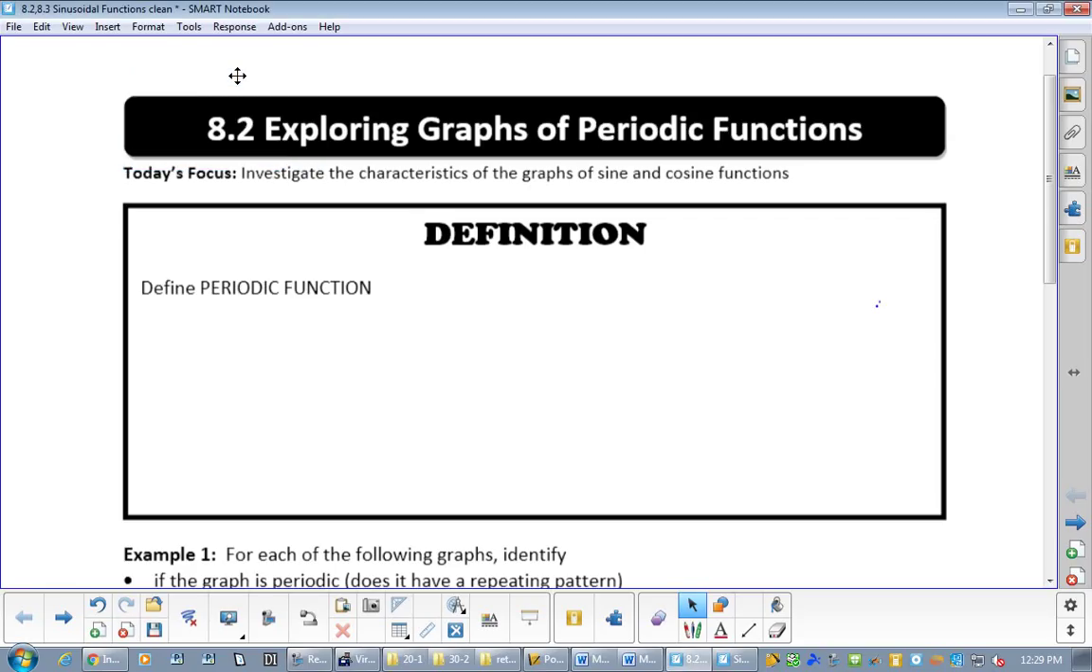Okay, so what's more fun than doing one objective? Two objectives. So we're going to do 8.2 and 8.3.